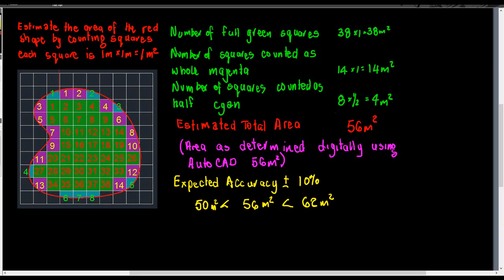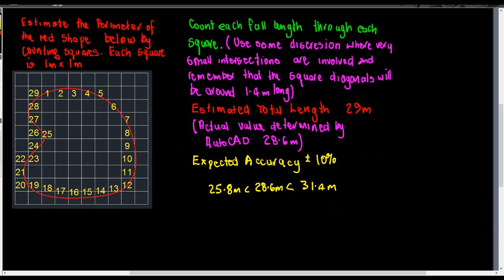Okay, so moving right ahead now, we're going to take a look at perimeter. So here we have the same shape, and this time we want to estimate the perimeter of the red shape below by counting squares. Again, each square is 1 metre by 1 metre.